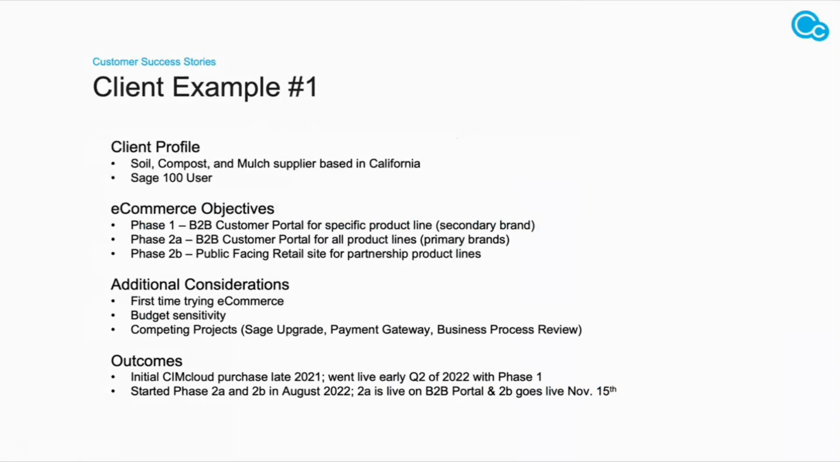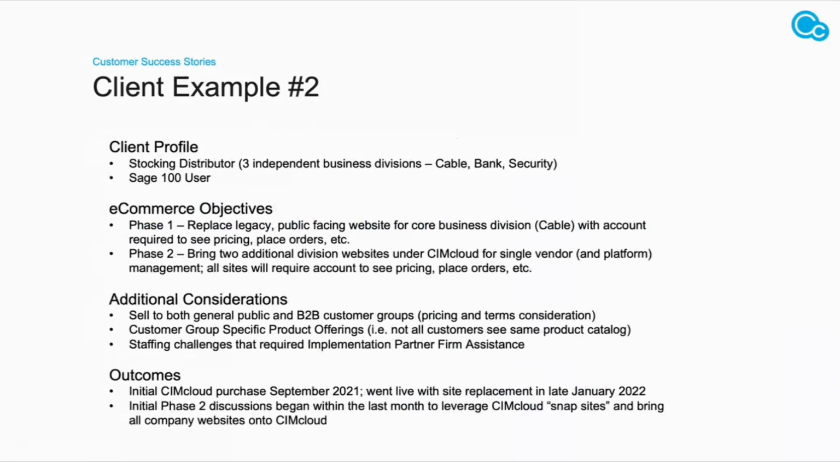And then the second example we're going to look at here is a little bit different profile and a little bit different project. But they are a stocking distributor.